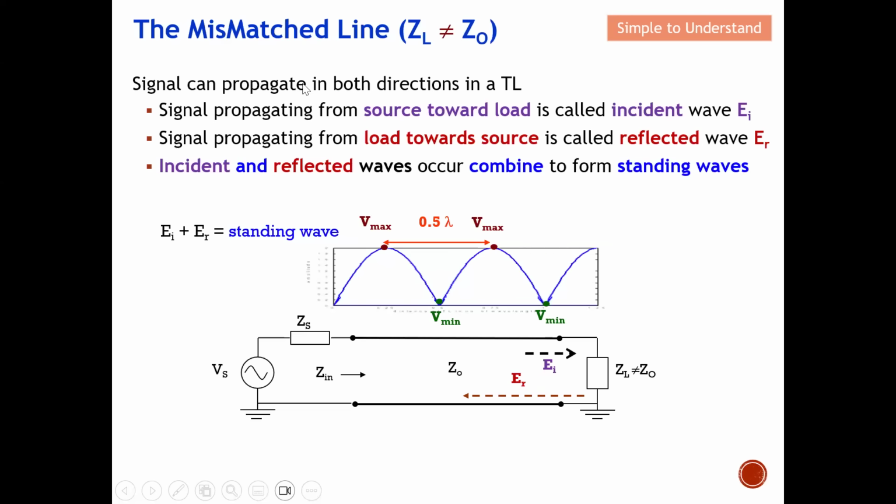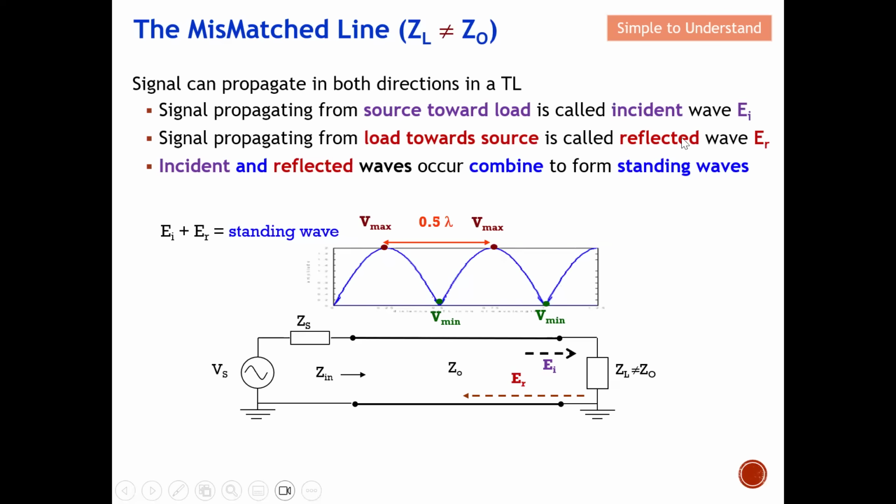The signal that propagates from the source towards the load is what we call the incident wave. And the signal that propagates from the load towards the source is what we call the reflected wave. So over here, we understand that there will be two waves on the transmission line, the incident wave and also the reflected wave. The incident and reflected waves combine to form the standing wave.